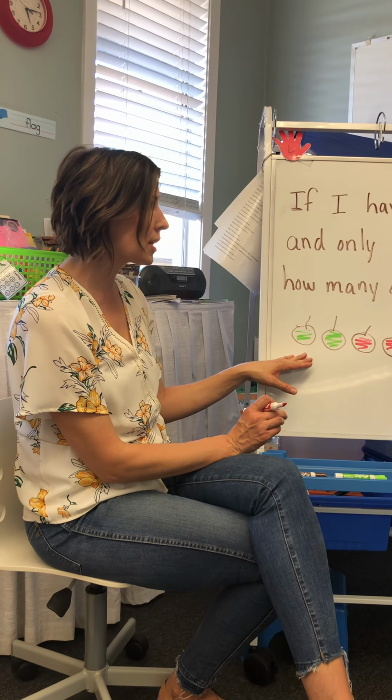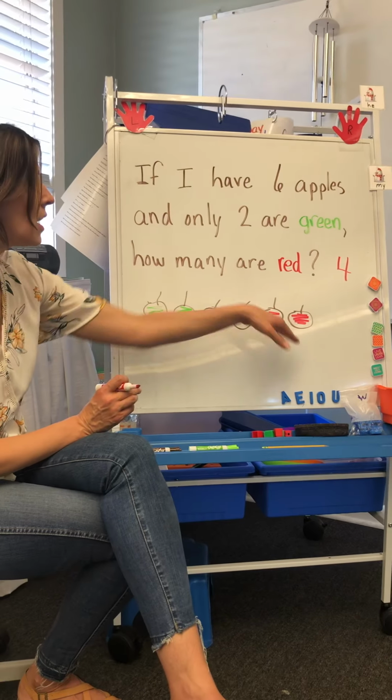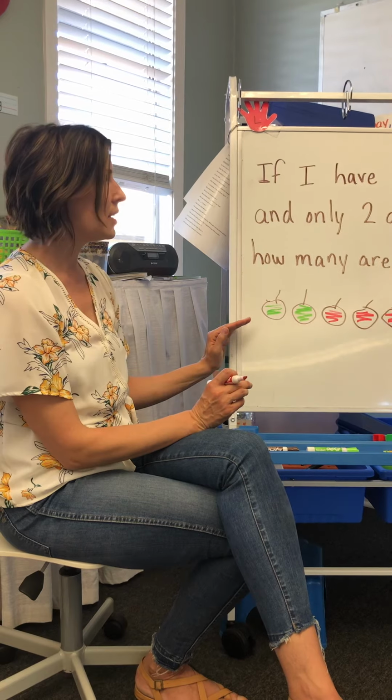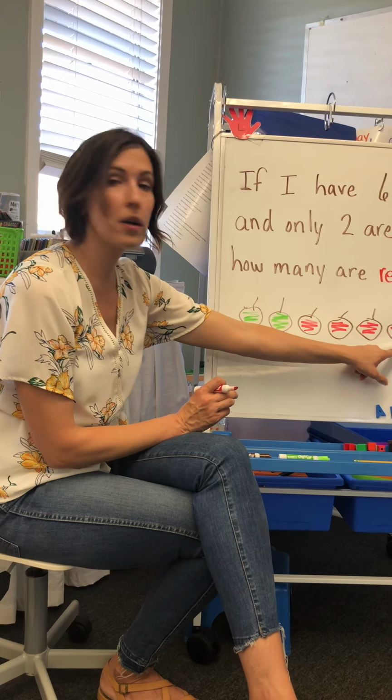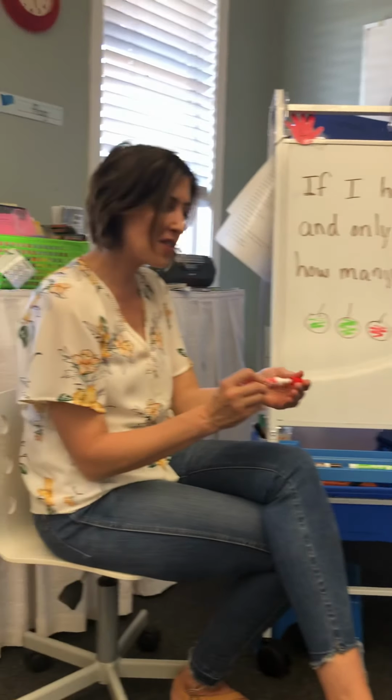Let's go back and check. It says I have 6 apples. Well, I have 1, 2, 3, 4, 5, 6. 2 are green. 1, 2. And then it says, well, how many are red? Guess what? We're left with 4 that are red. Thank you for helping me figure that out.